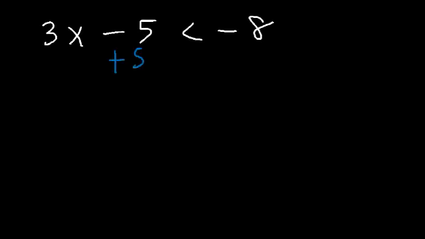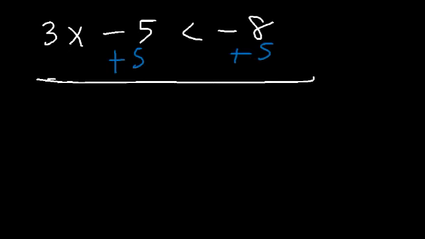Now what about this one? How would you solve for x if you're given this equation? What's the first thing that you would do? The first thing that we should do is add 5 to both sides. By the way, feel free to pause the video as you work out these examples and then unpause it to see the solution. -8 plus 5 is -3.